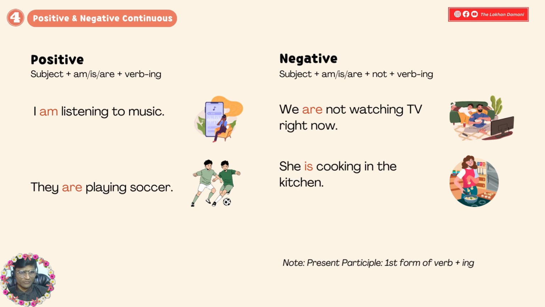Now, positive. I'm listening to music. They are playing soccer. If you take a look at them, they are talking about an ongoing activity at this moment. They are using the first simple type of activity or definition. We are not watching TV right now. They are using something that they are not doing at this moment.